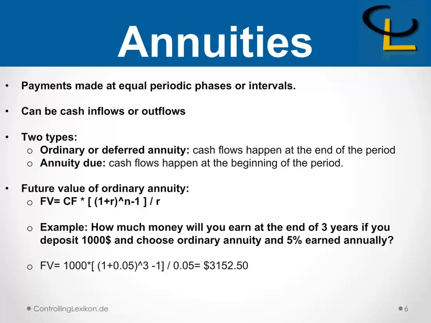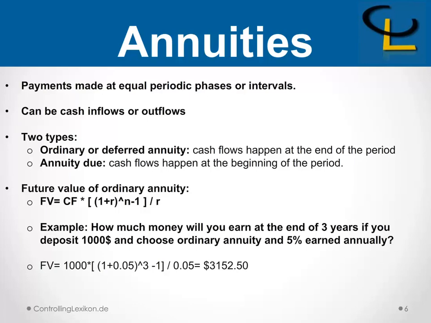Annuities are payments made at equal periodic intervals, and they can be cash inflows or outflows. We have two types of annuities. The first one is the ordinary annuity, which means cash flows happen at the end of the period. The other one is annuity due, which means cash flows happen at the beginning of the period. These two annuities differ in the time of cash flow. Now I will explain future value and present value in both types.